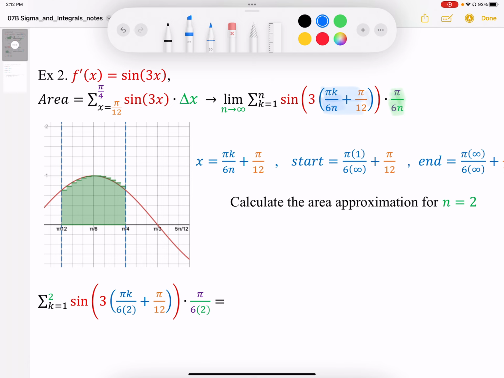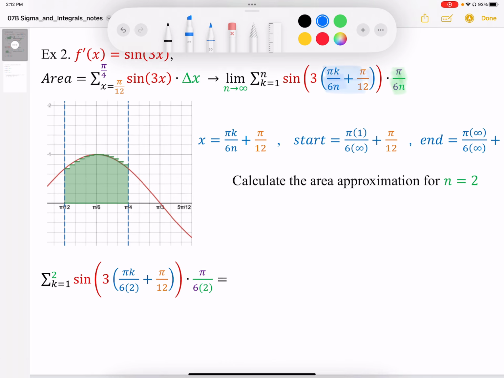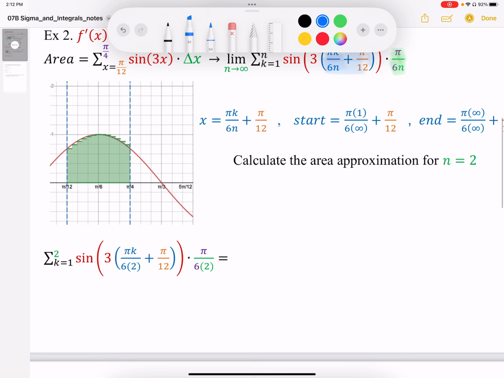Okay, so we have our interval width, pi over 6n, and we multiply that by k. When k is equal to 0, that's going to be our starting point. That plus pi over 12 represents the starting point x. Okay, so then we're going to do an area approximation for n equals 2. We'll do a right-hand area approximation again. Because we're starting at k equals 1, this is going to be a right-hand area approximation.